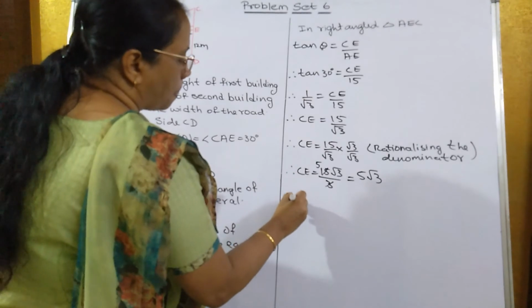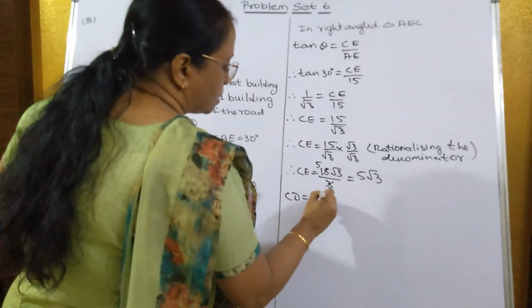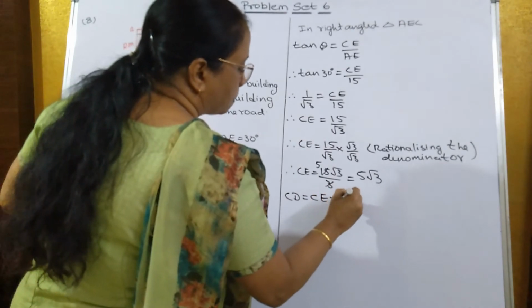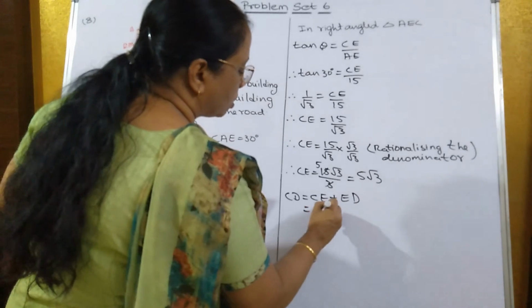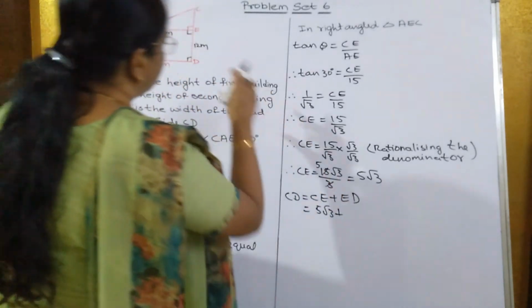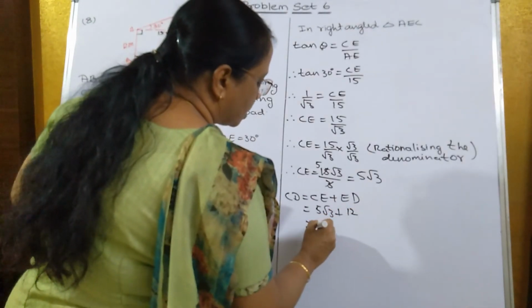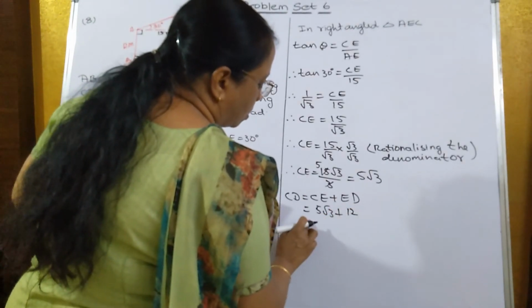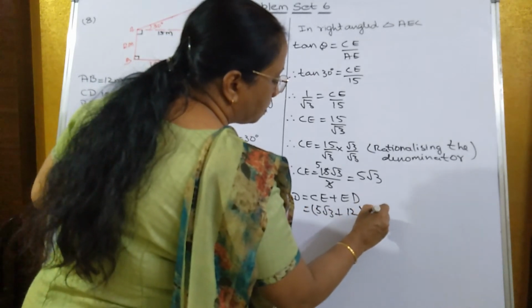So the height of the second building is CD. CD is equal to CE plus ED. So that's equal to CE, we have got 5 root 3, and ED is equal to 12. So CD is equal to 5 root 3 plus 12 meter.